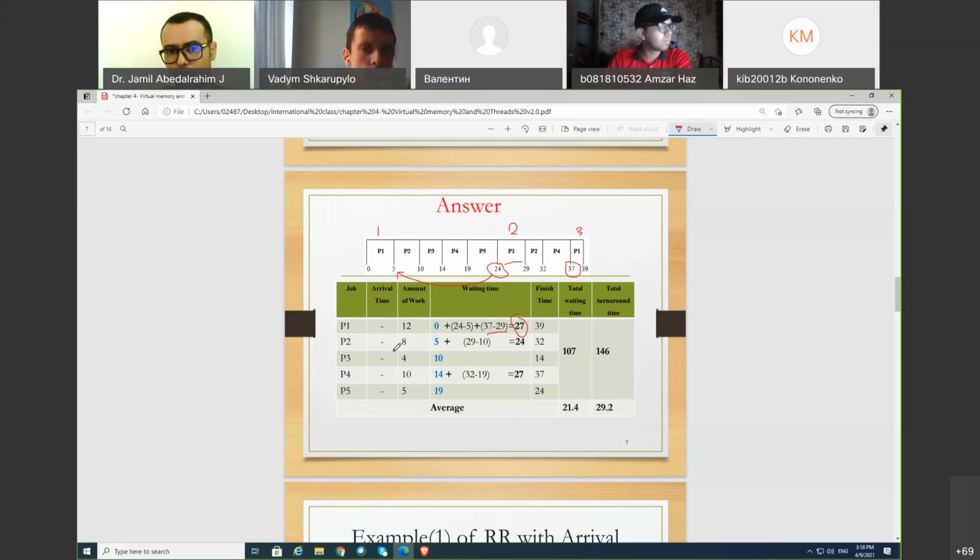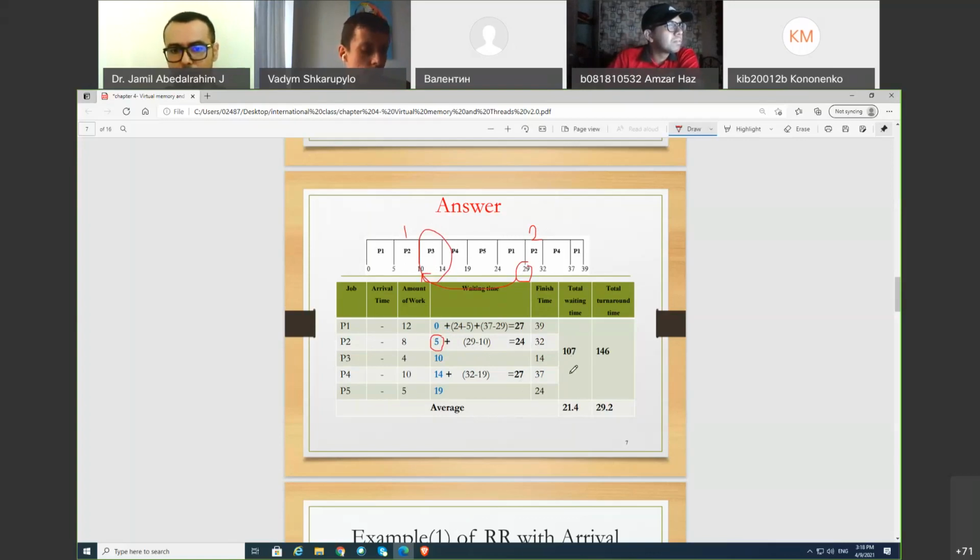For P2, we have 2 periods of process 2. This one and this the second. So we take the first start time, 5, then the second start time minus the finish time of the first period. 29 minus 10, the total will be 24. For process 3, we have only one period, so we take only the start time, and so on.